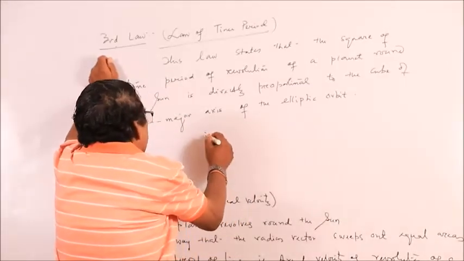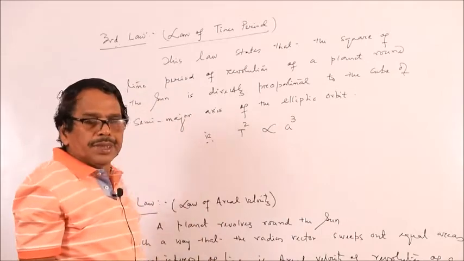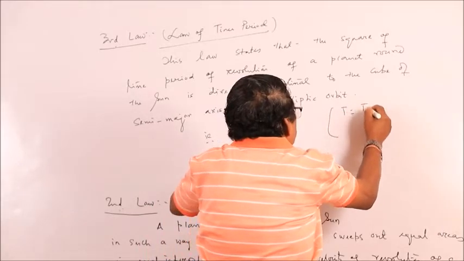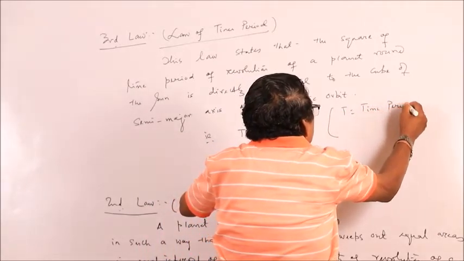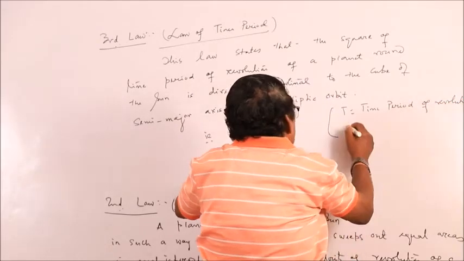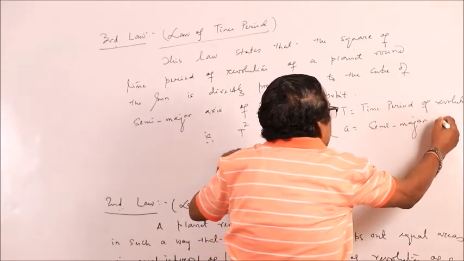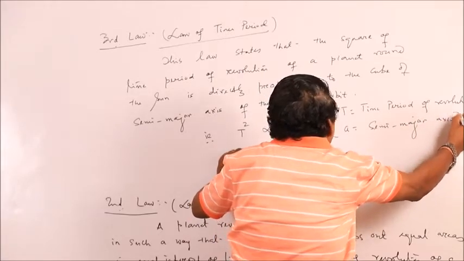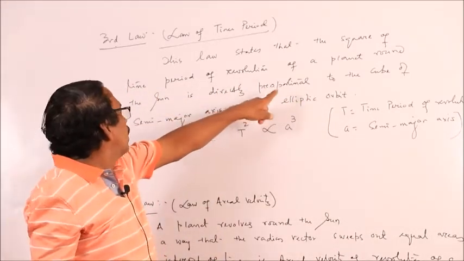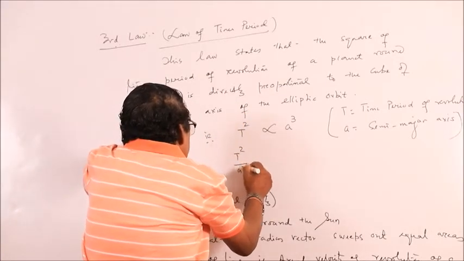That is, mathematically you can write it like this: T square, the time period squared, is directly proportional to a cube. T is the time period of revolution; in case of Earth, it is 365 days. A is the semi-major axis. So, the square of the time period of revolution of a planet around the sun is directly proportional to the cube of the semi-major axis of the elliptic orbit. That is, T square by a cube is a constant.